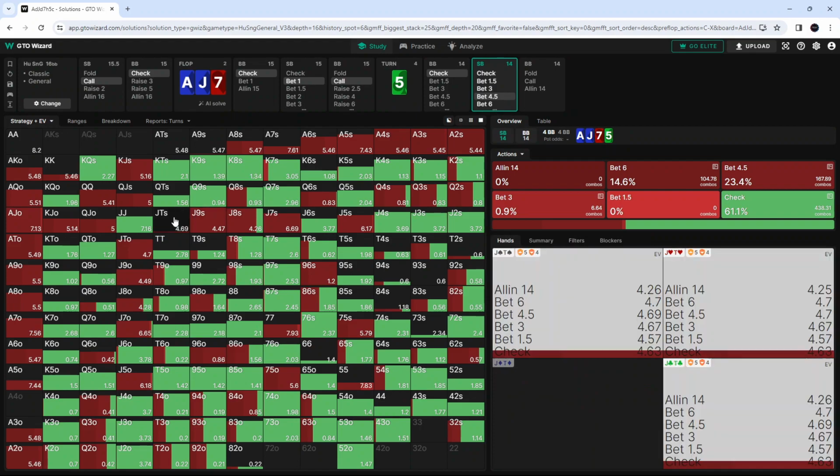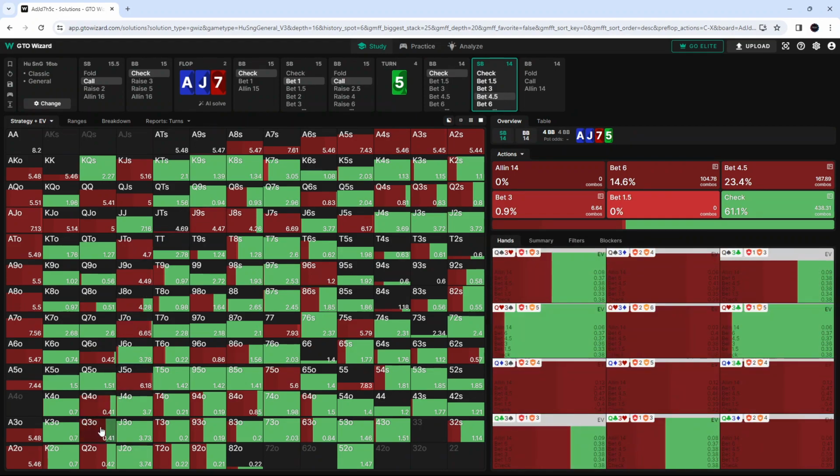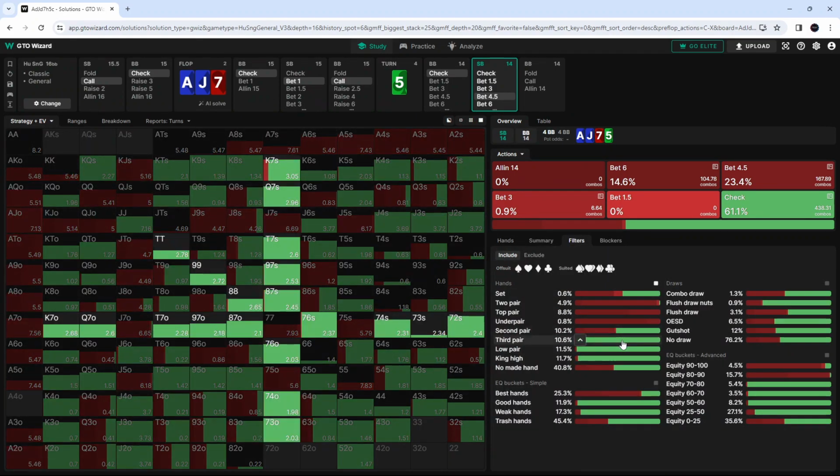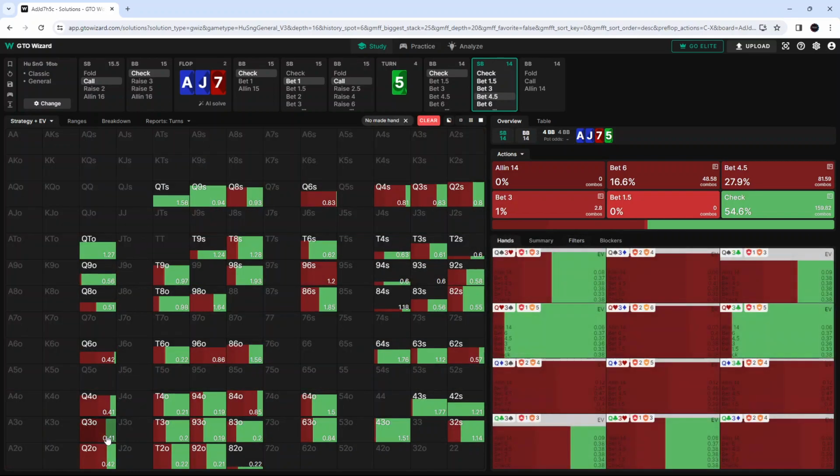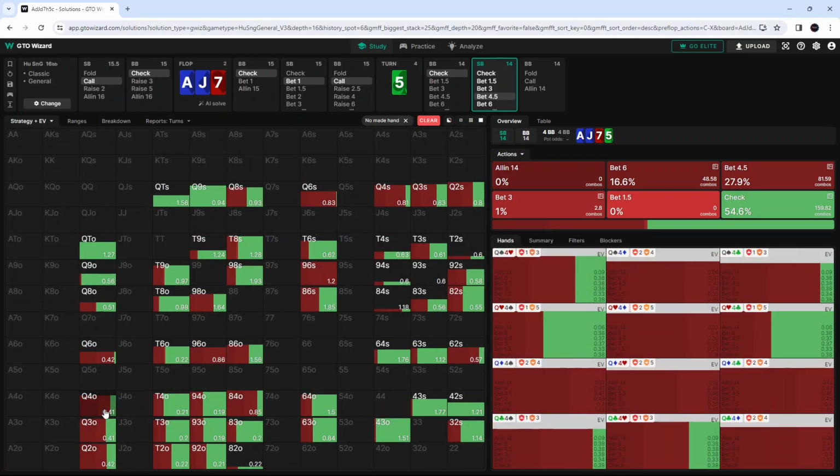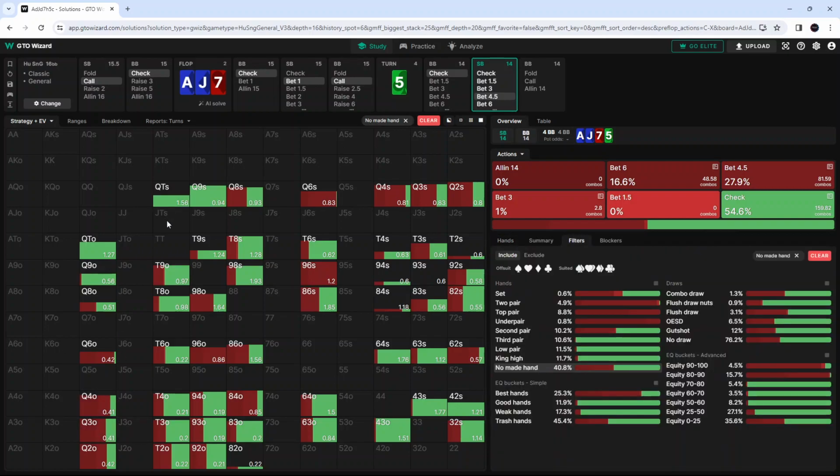So we could go back and check this, and we see no, actually it's reasonably happy to bluff some queen high. If we go to no made hand here, it's bluffing the worst queen highs. Okay, why does it want to take the low queen highs and not the top queen highs?